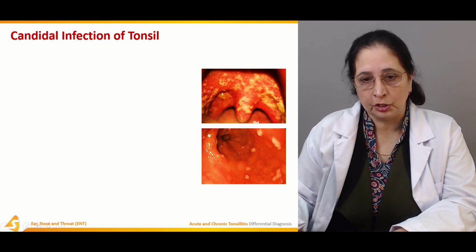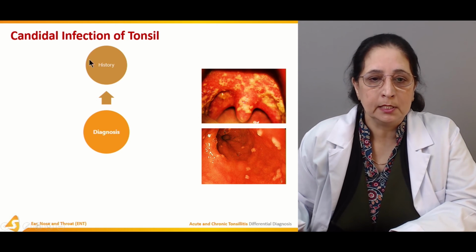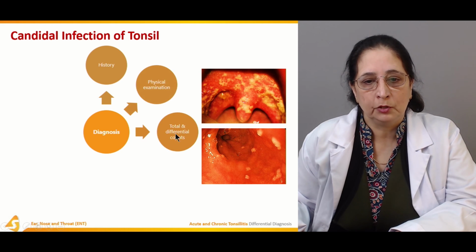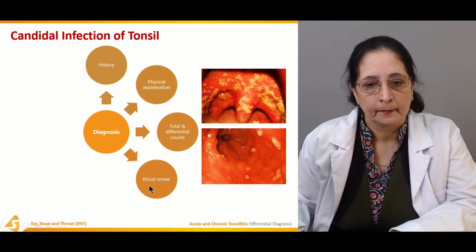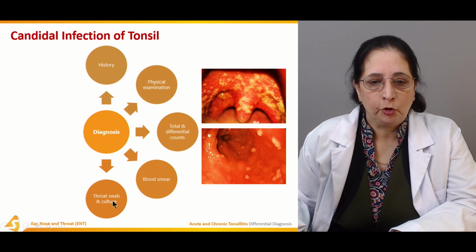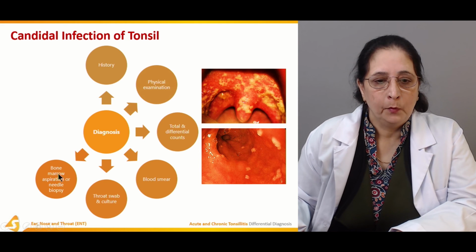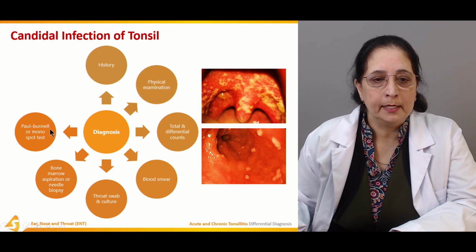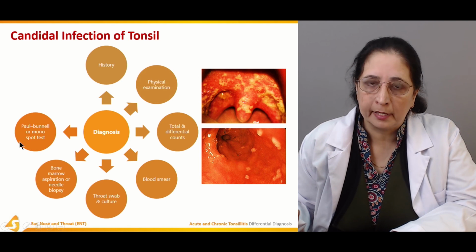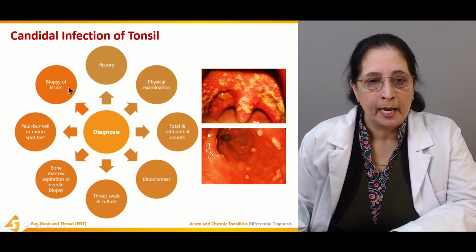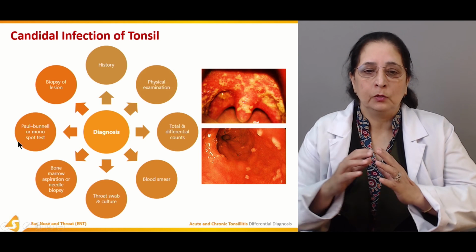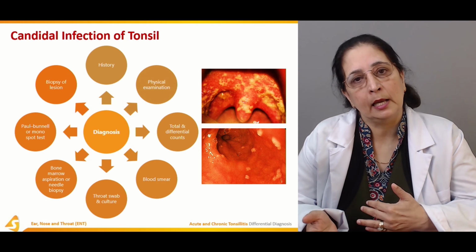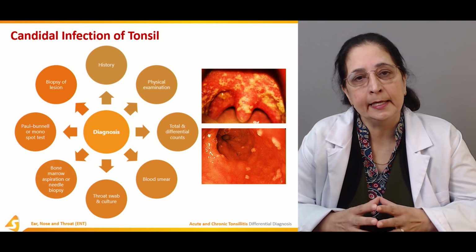So for candidal infection of the tonsils, in diagnosis the history is very important. Physical examination, total and differential count, blood smear, throat swab and culture, bone marrow aspiration or needle biopsy, Paul Bunnell or monospot test for infectious mononucleosis, and biopsy of the lesion. So these are some features or tests which are helpful in the diagnosis of candidal infection of the tonsils.